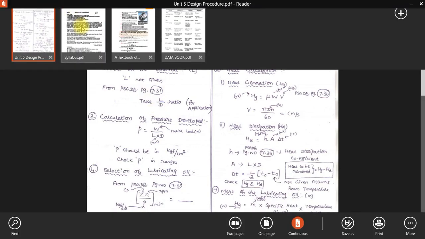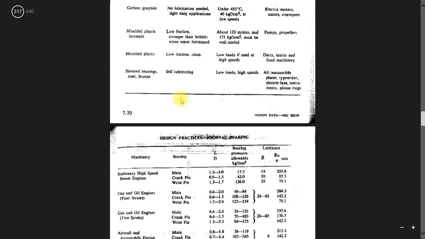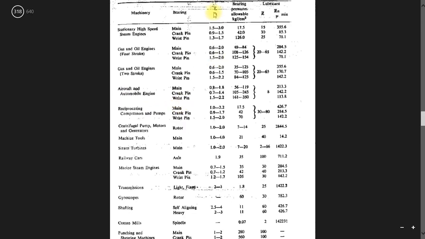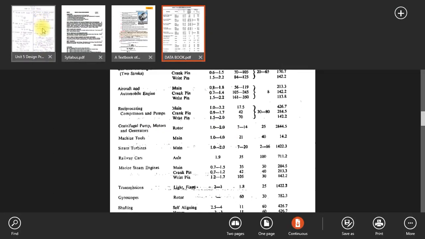For example, on 7.31, the thing given is a centrifugal pump. So you go to the column, this is L by D. This is the L by D we need. See what they have given: for a centrifugal pump, the L by D ratio can be 1 to 2. What we can do is take the L by D ratio equal to 1.5. L by D ratio is equal to 1.5.